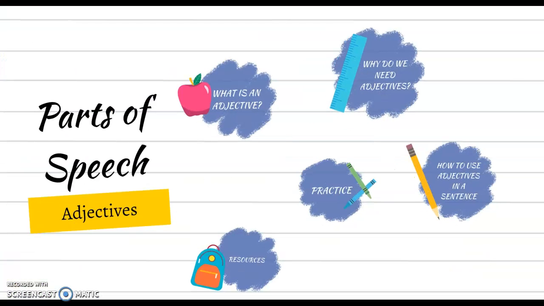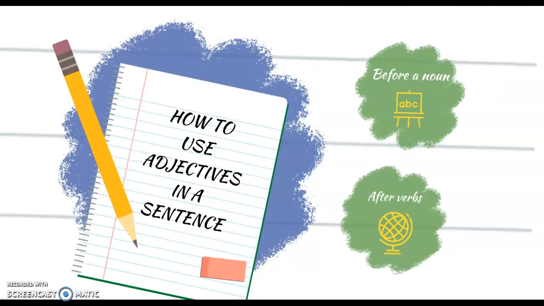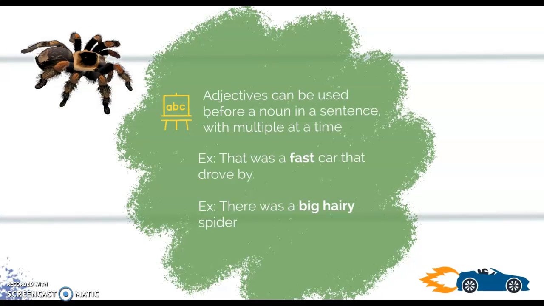So now that we know why we need adjectives, let's see how we can use them in sentences. The first most common way to use an adjective is before a noun in a sentence. You can also use multiple adjectives at a time to describe the noun you're writing about. So, when describing a car, you might use the adjective fast to explain what type of car is driving by. And when writing about a spider, you may use two adjectives together, like there was a big, hairy spider, with big and hairy both being adjectives used to help describe the spider.